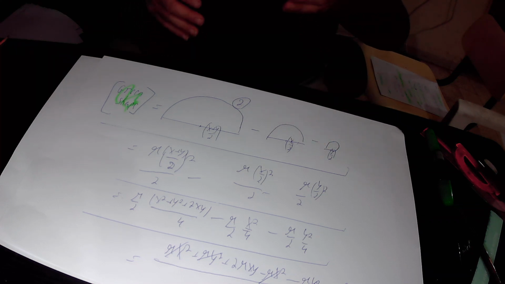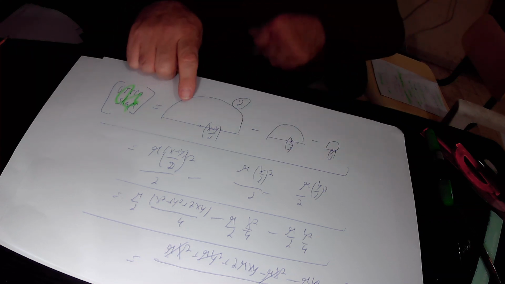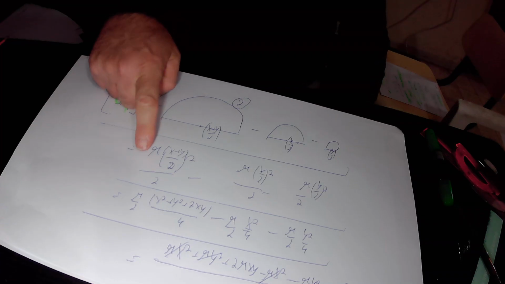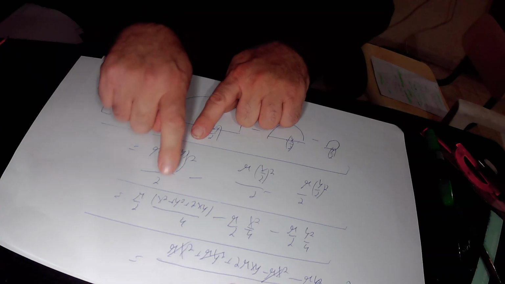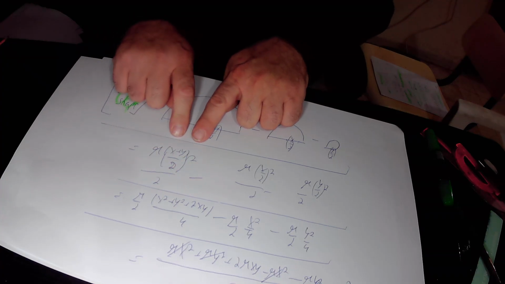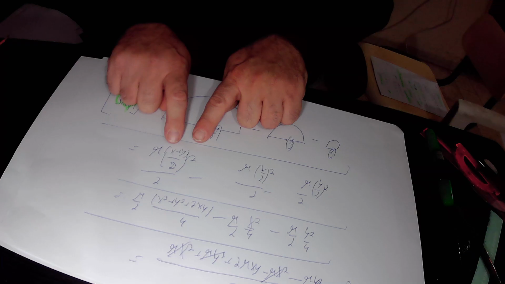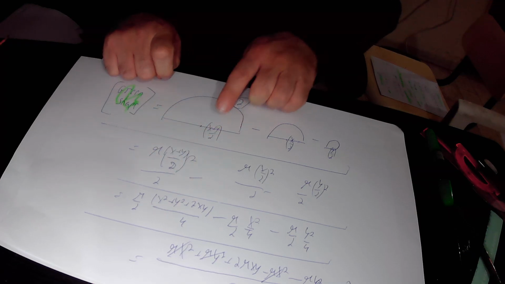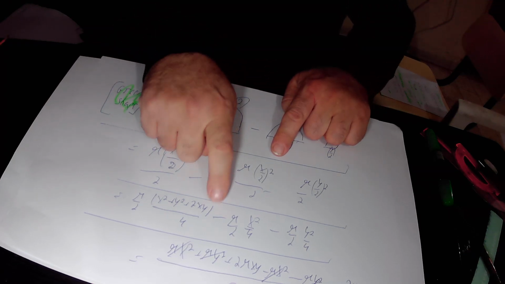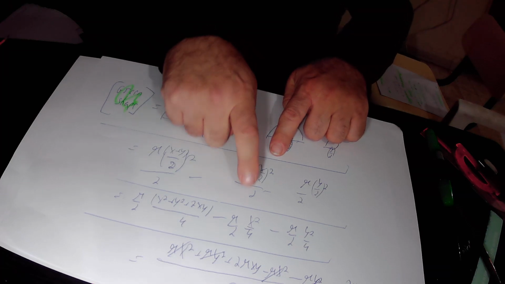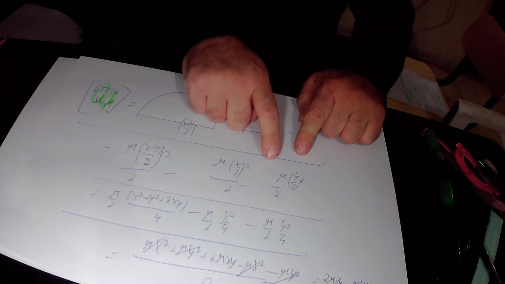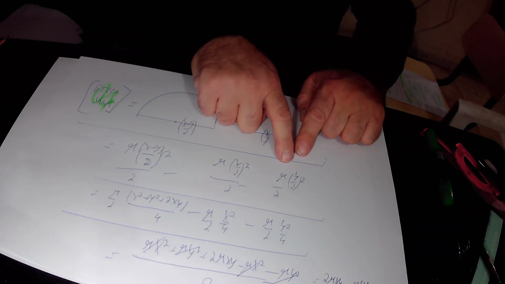In the next step, we simplify all those three expressions. Here we have pi over 2 times ((x plus y) over 2) squared. We open the brackets: (x plus y) squared equals x squared plus y squared plus 2 times x times y, over 2 squared, and 2 squared is 4. Likewise, we have pi over 2 times (x over 2) squared, which is x squared over 4. And here we have pi over 2 and (y over 2) squared is y squared over 4.